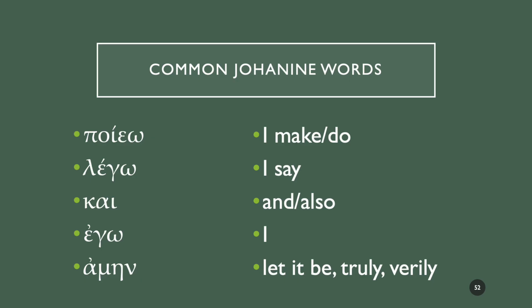So the next thing I want to think about is just a bit of the vocabulary, really. We've been using a lot of words in John that are very common. Poieo is the verb to make or do. Lego is the verb I say. Kai will usually be translated as and, but as I said before, sometimes it's also translated as also. Ego is I, which we get ego from, and amen, which we get amen from, is let it be, truly, or in the older versions, verily.